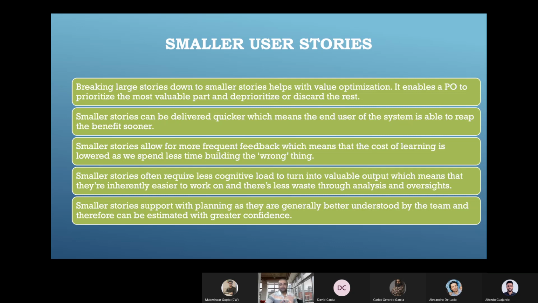It seems we have the last 5 minutes, so I will just conclude this slide and then we'll open for Q&A. Smaller stories often require less cognitive load to turn into valuable output. Cognitive load means the thinking, analyzing, planning, designing, which means that they're inherently easier to work on and there is less waste with thorough analysis and oversight.